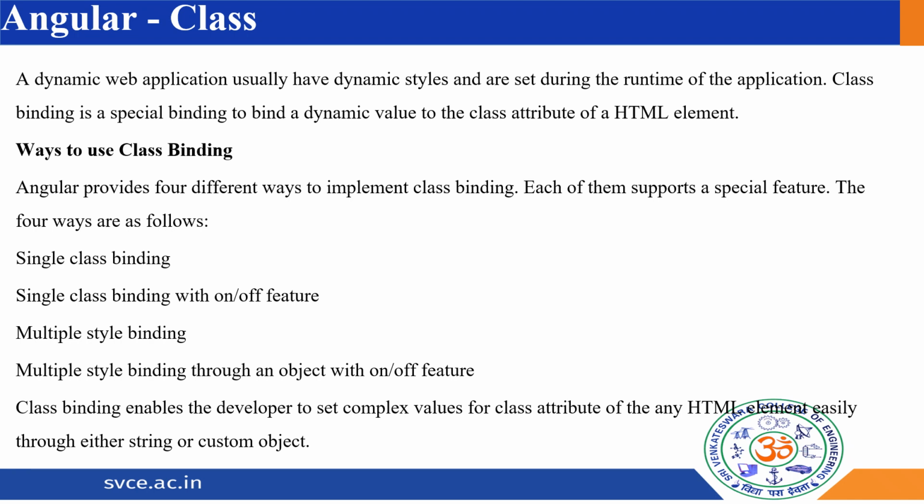Angular provides 4 different ways to implement the class binding. Each of them supports a special feature. So the 4 ways are single class binding, single class binding with on and off feature, multiple class binding, and multiple class binding to an object with on and off feature. So class binding enables the developer to set a complex value for the class attribute of the HTML element easily through either a string or a custom object.